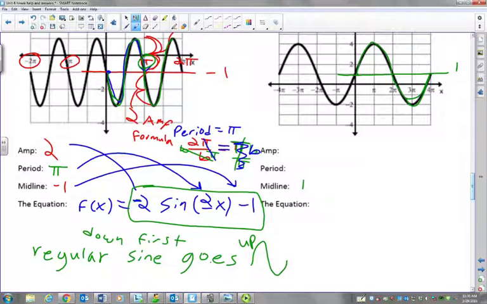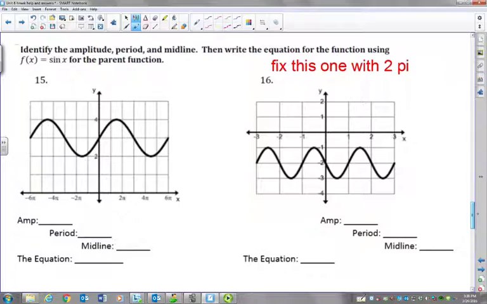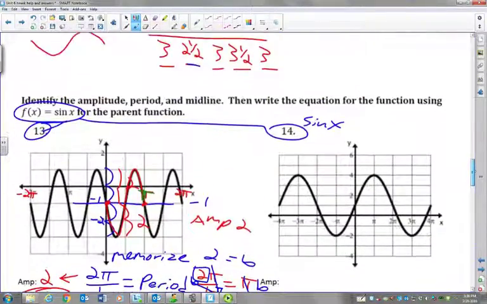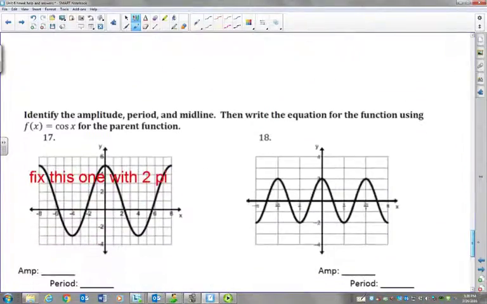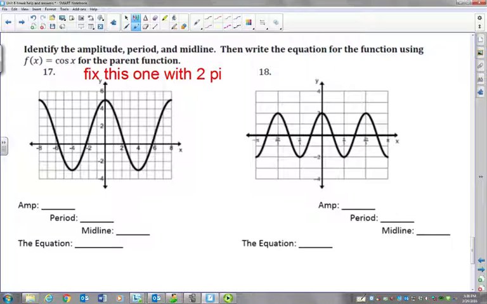Cool. So excelente, that is the parent function. Let's see, number 15 says sine again, so that's not right. Let's try to find a cosine. Here's a cosine, number 17. I need to fix this one with 2 pi. I don't think I fixed that yet, so I do apologize for the period on these. We should probably just write periods on there, right? Yeah, pi is 8 pi, 2 pi, 4 pi. So sorry I didn't fix that on the worksheet yet. I still need to do that. I just keep running out of time.